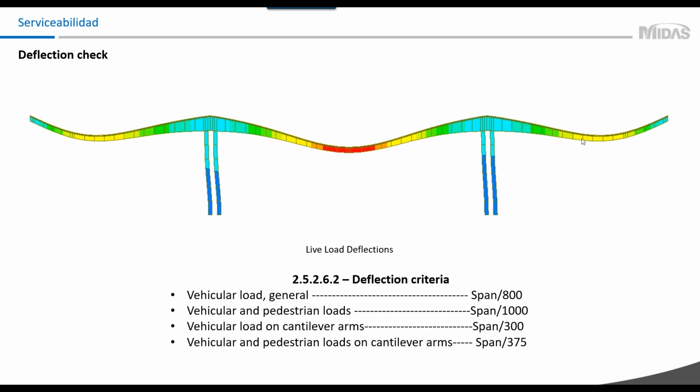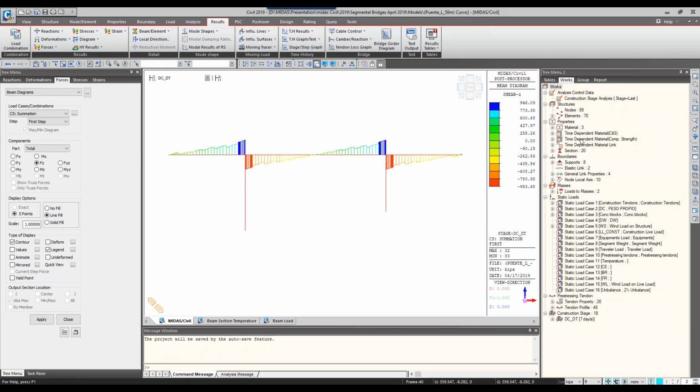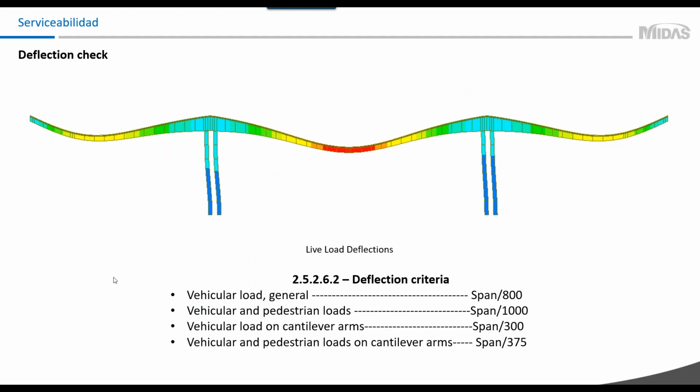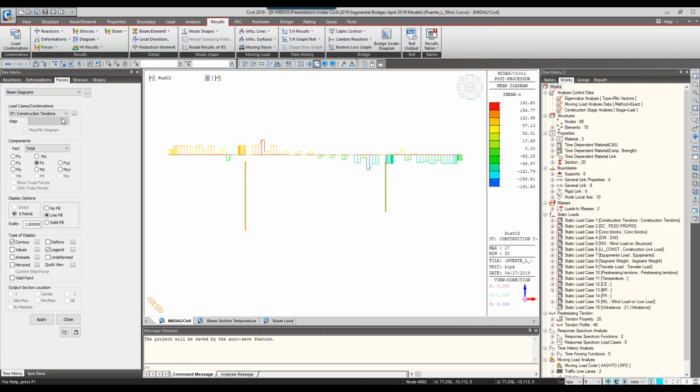Serviceability can be checked in MIDAS Civil using the moving load analysis, as well as considering the impact loading and the live load. As you see, AASHTO requires us to check, depending on the location that we are looking at, in this case, a segmental bridge, the general deflection criteria is basically maximum deflection will be the span divided by 800. If it's vehicular load and pedestrian loads, the span divided by 1000, and for the cantilever arms it is a span by 300.